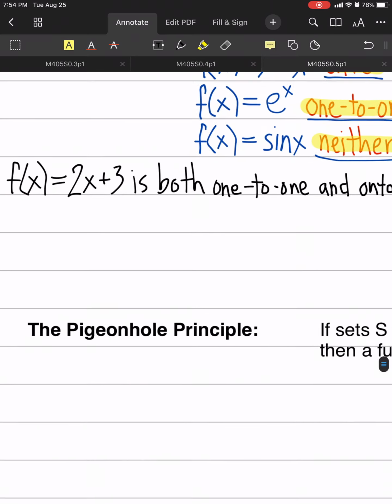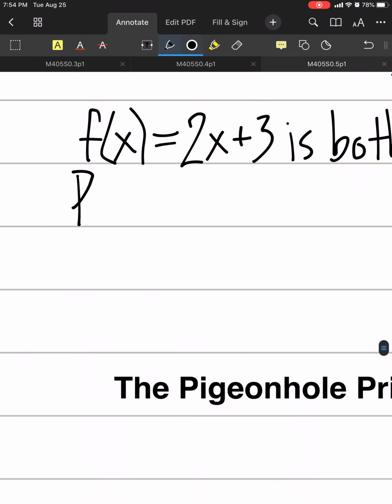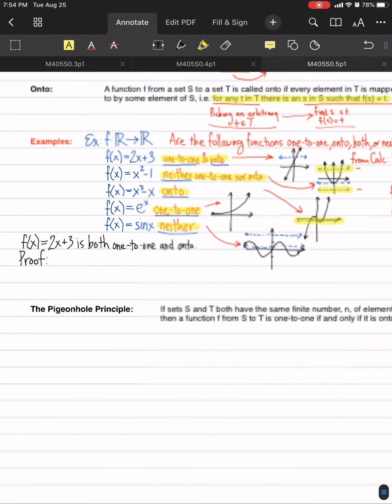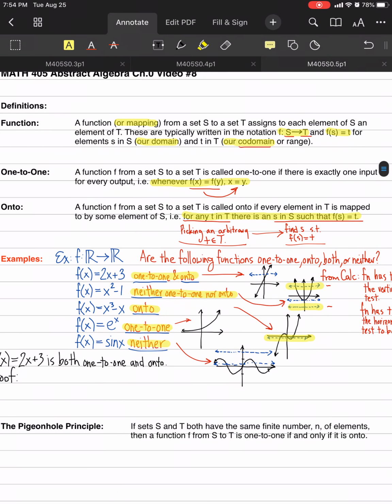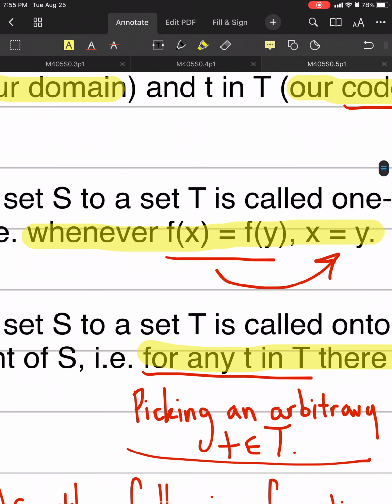All right, so here we go. Let's set this up for a proof. And before I make you pause the video, let's go up and remind ourselves how we prove these things. You'll notice for one-to-one, whenever f of x equals f of y, so that's where we're starting. This is essentially an if-then statement. So you say, let x and y be such that f of x equals f of y, and then show somehow that x equals y. Here you can use x1 and x2 if you want, or whatever, it doesn't matter.